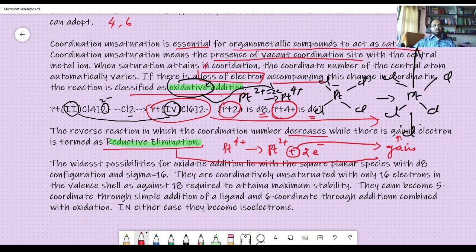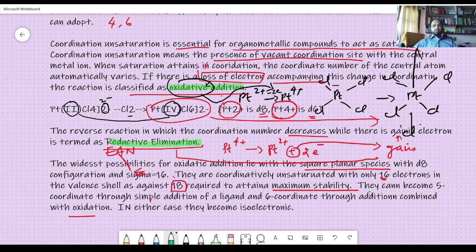The widest possibilities for the oxidation state lie with the square planar species with d8 configuration and sigma equal to 16. That is the number of electrons surrounding there. They are coordinatively unsaturated with only 16 electrons in the valence shell as against an 18 electron pool. This is the EAN rule we have seen in the previous sessions, the effective atomic number around the central metal atom. It has to be 18, but here it is 16. Therefore, they eagerly get back the 2 electrons to attain maximum stability. So they can become 5 coordinate through simple addition of a ligand and 6 coordinate through addition combined with oxidation. So remember this important point.